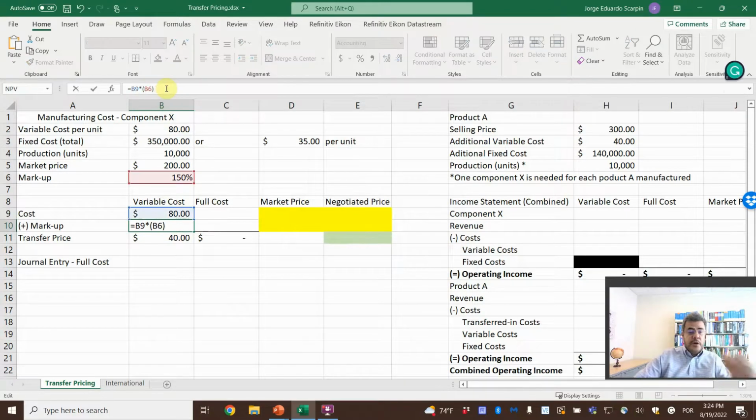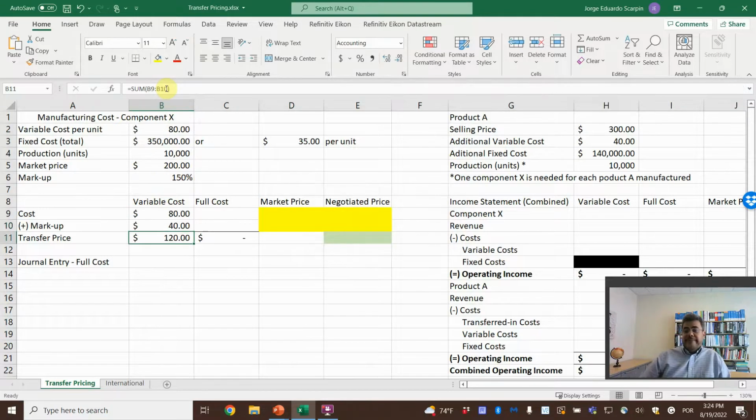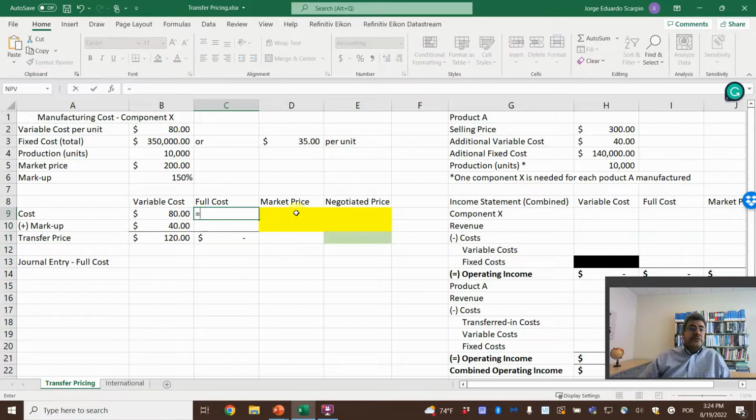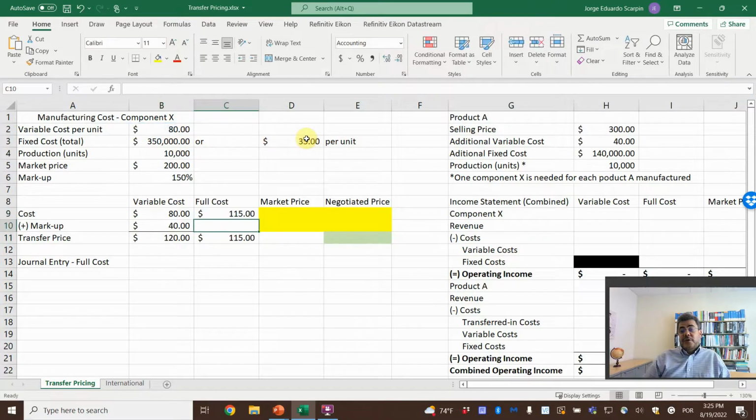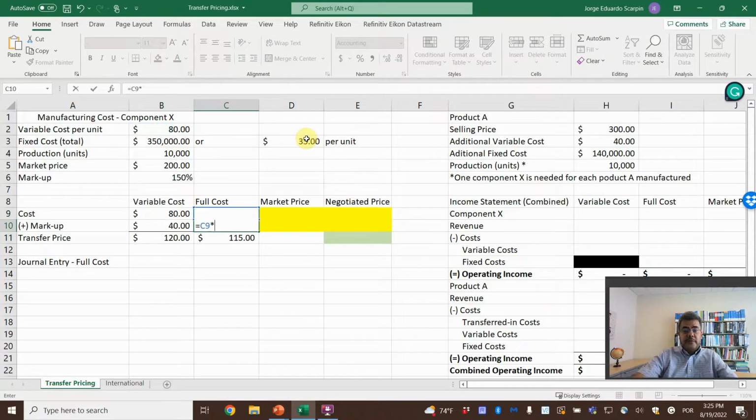It's the opposite, so sorry. Let's repeat it. Cost times markup minus 1. Okay, perfect. So here the transfer price is 120. What is the change here on full cost? The total cost is the variable plus fixed cost per unit, 115. The markup, cost times markup minus 1.